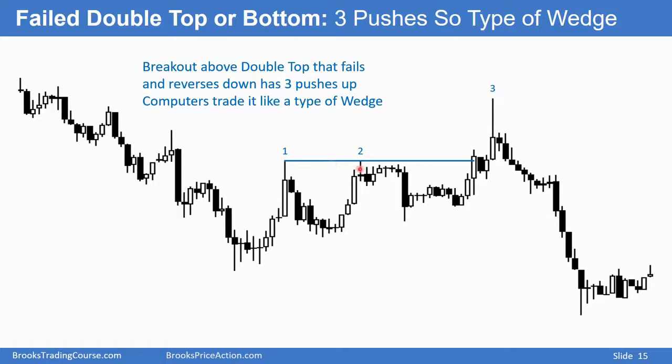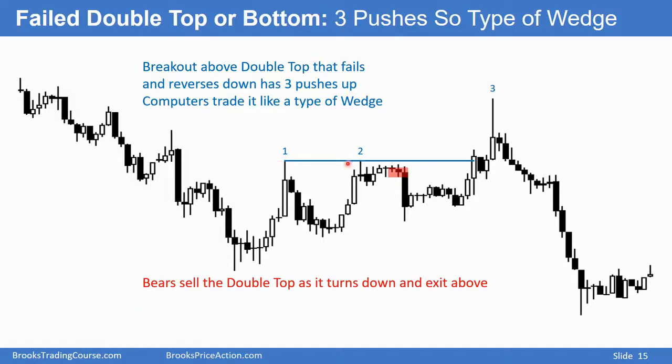This is a 3-push pattern. Anytime you have a double top and then a bull breakout, you have 3 pushes up. If that third push fails and the market reverses down, this is a variation of a wedge, and the computers will treat it like a wedge. 3 strong pushes up, each one reversing. They'll bet that the market has decided it cannot go up. Maybe it has gone up too far. Maybe it now needs to go down and find what price is too low.